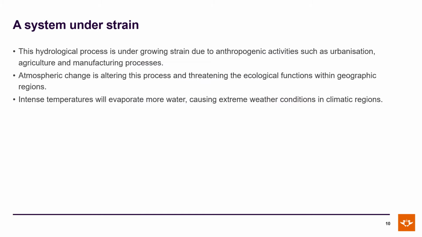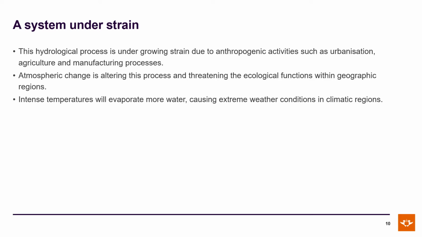So, a system under strain, in which this hydrological process that has been continuing for millennia is under strain due to anthropogenic processes. Under strain in the sense that it is not functioning as it should, in which processes such as urbanization, agriculture, and manufacturing are serving to undermine its effectiveness, in which atmospheric change is fast altering the functioning of this process and is threatening ecological functions at large within given geographic regions.